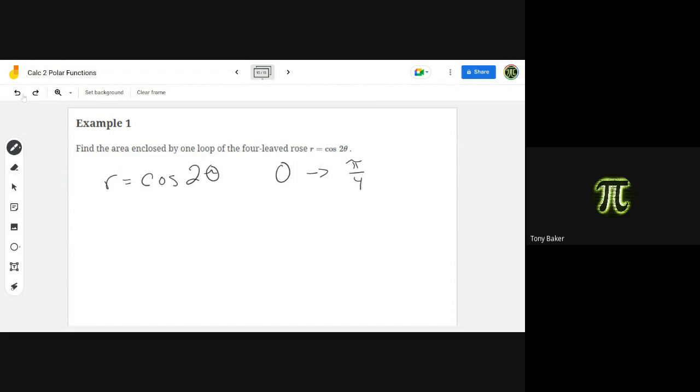So I've got my integral from 0 to pi over 4. I'm going to multiply it by 2. And it is cosine of 2 theta squared d theta.